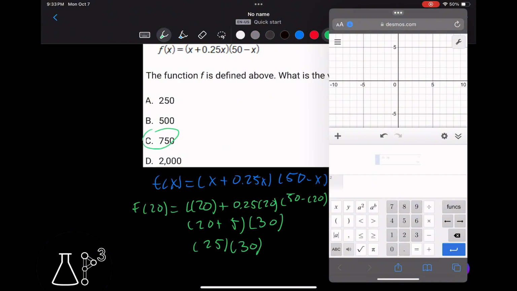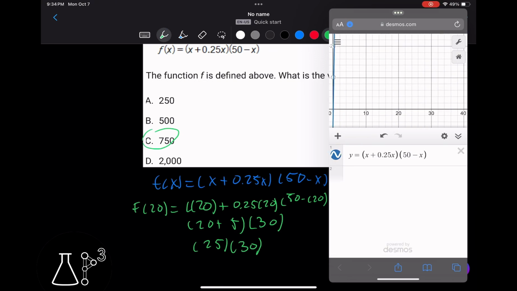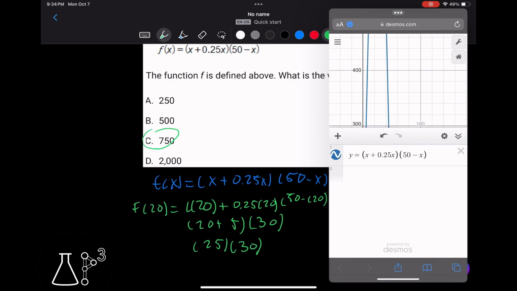So now let's plug in the equation. f of x, or y, equals, so I'm going to rewrite it really quickly, 0.25x, close parentheses, and then 50 minus x. And we're looking for the value when x equals 20. So let me zoom out really quickly and look for when it equals 20, which should be around here.